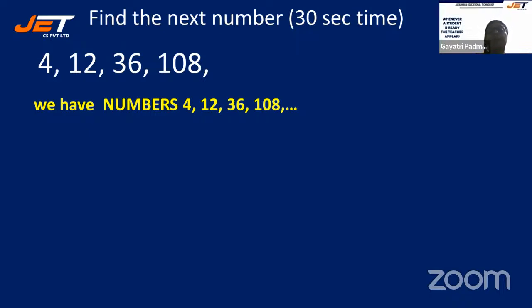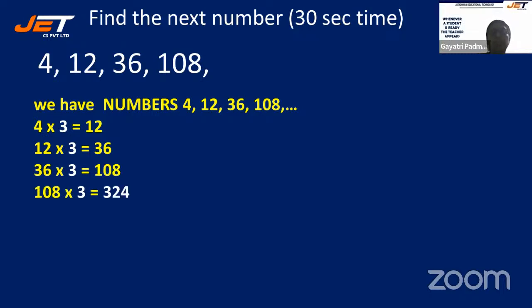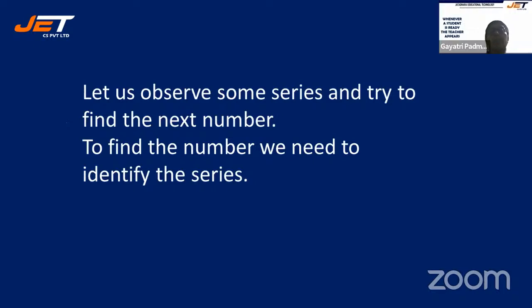If it works out, then we can get the answer very easily, right? Now, what is the relation between the first and the second number, which is 4 into 3 is 12. And the second number to the third number, 12 into 3 is 36. 36 into 3 is 108. 108 into 3 must be 324, which should be the next number. All right? Now let us observe some series and try to find the next number.